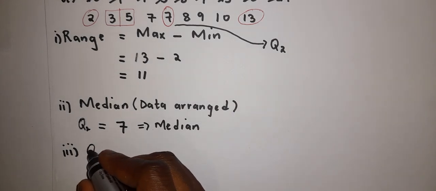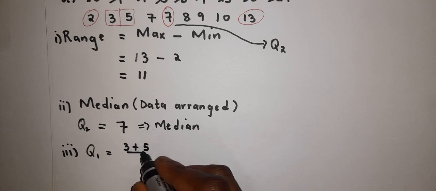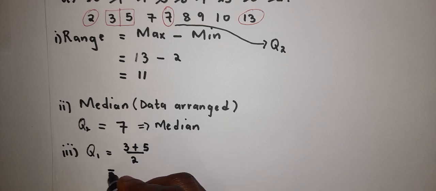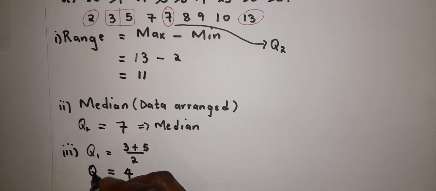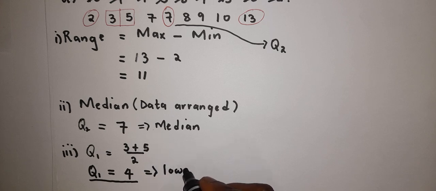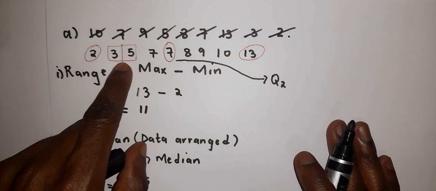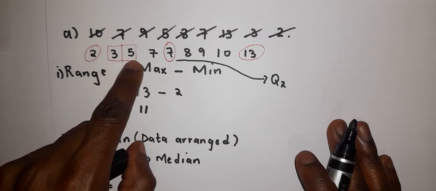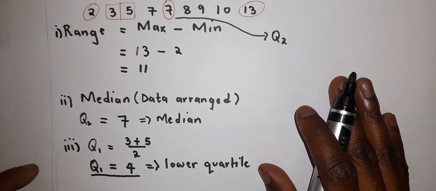Therefore, our Q1 is going to be 3 plus 5 divided by 2. 3 plus 5 gives us 8, and 8 divided by 2 gives us 4. Therefore, we can see that our lower quartile, which is Q1, is just 4. Again, let's go back to our data. We said our Q1 is going to be between 3 and 5, and indeed Q1, which is 4, lies between 3 and 5.